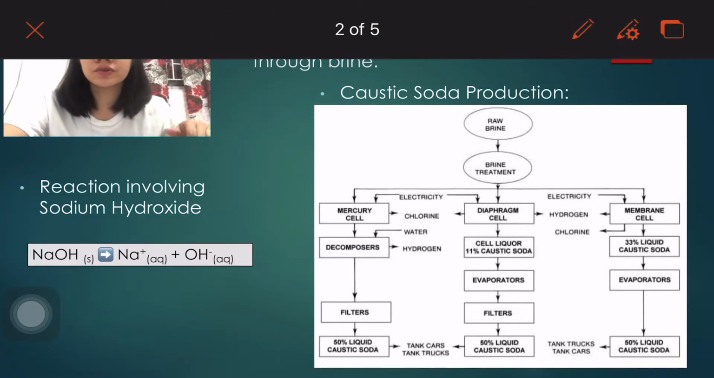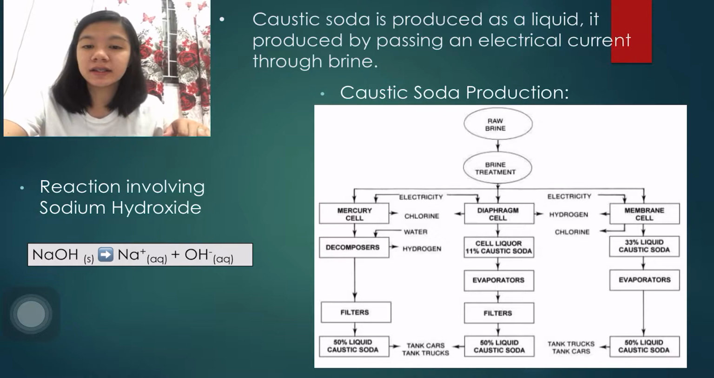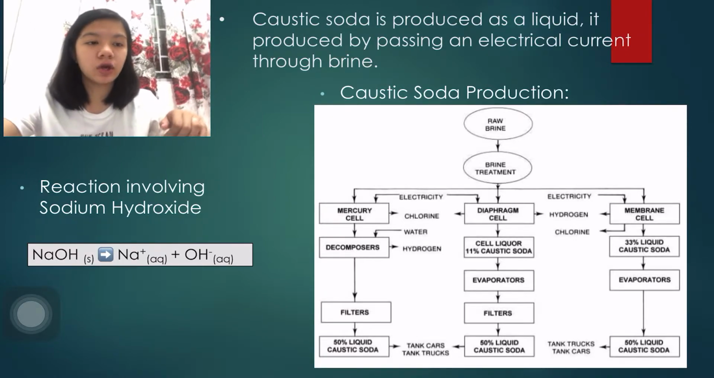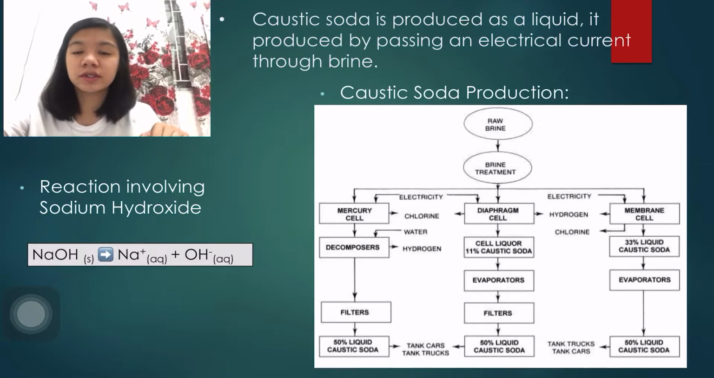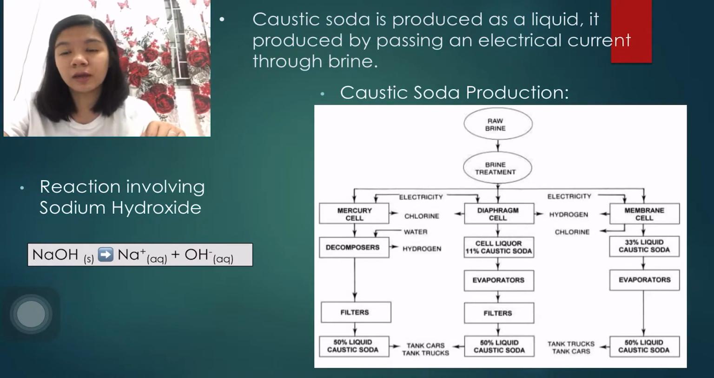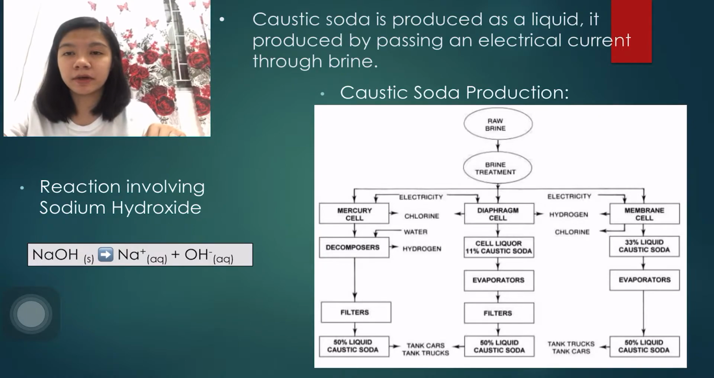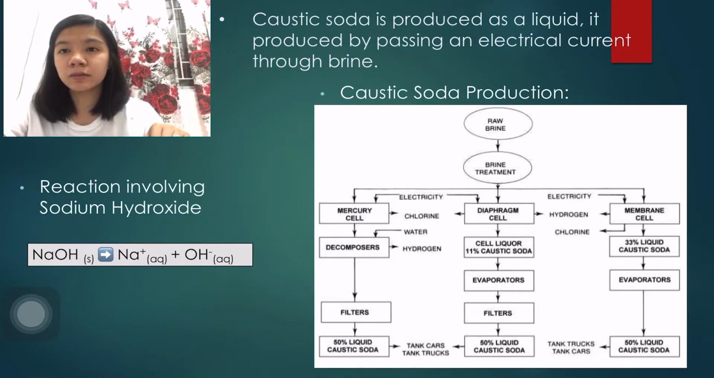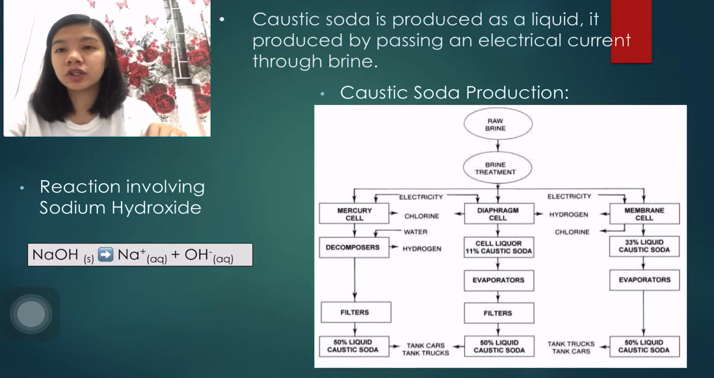Caustic soda is produced as a liquid. It is produced by passing an electrical current through brine. As you can see, there is a chart that shows the caustic soda production. Sodium chloride solution is often called brine. Caustic soda is generated by the electrolysis of sodium chloride solution using one of three types of cell: the mercury cell, the diaphragm, and the membrane cell. The electrolysis process produces 2.25 tons of 50% caustic soda with each ton of chlorine.